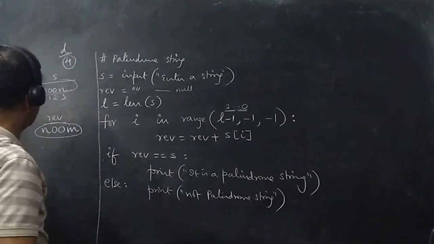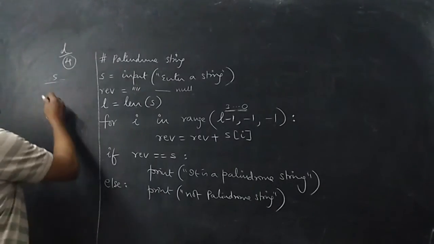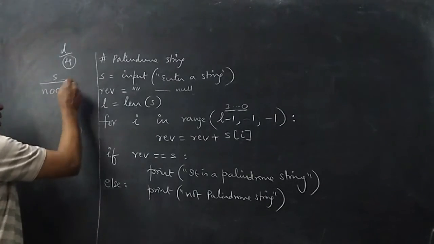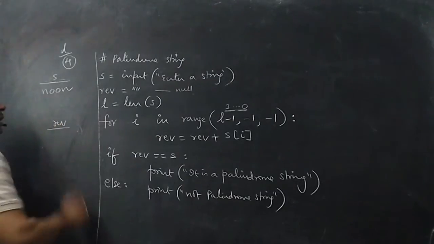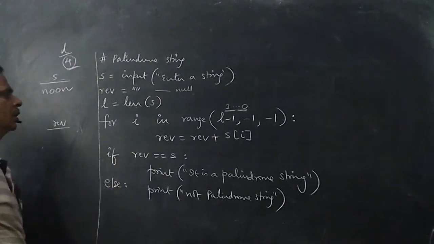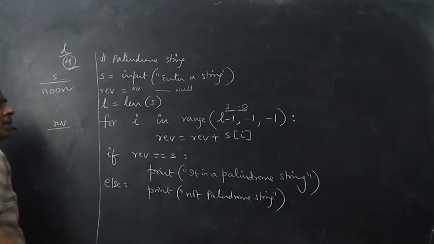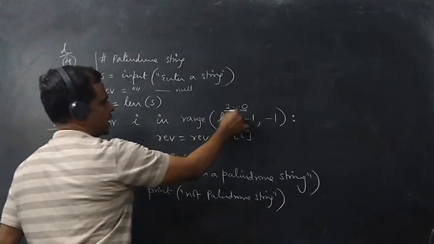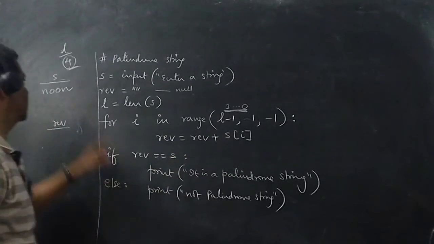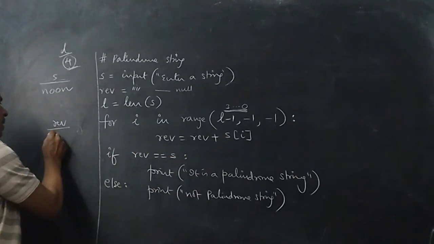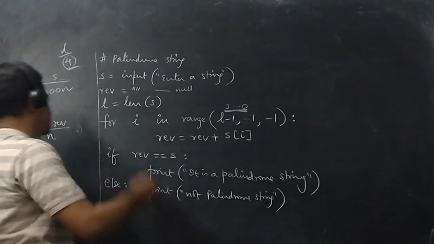Right? Next, you take one more example now. You take the same thing. You take noon. S is noon. Earlier we took moon. Now it is noon. The reverse is null, nothing. L is 4. For I in range from L minus 1, in the sense 4 minus 1, from 3 to 0. Right? The I value is 3. What is S of 3? It is n. N is added to reverse. That is n. Next 2. What is S of 2?